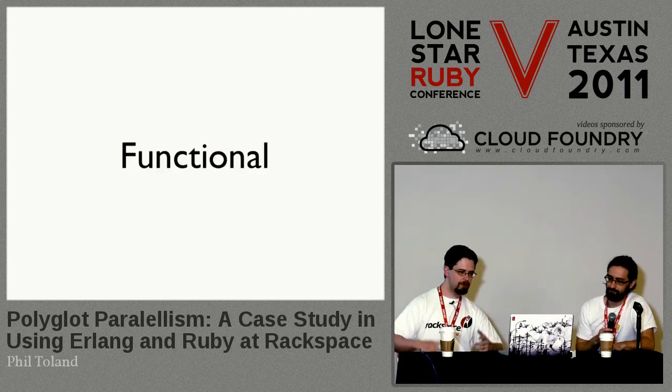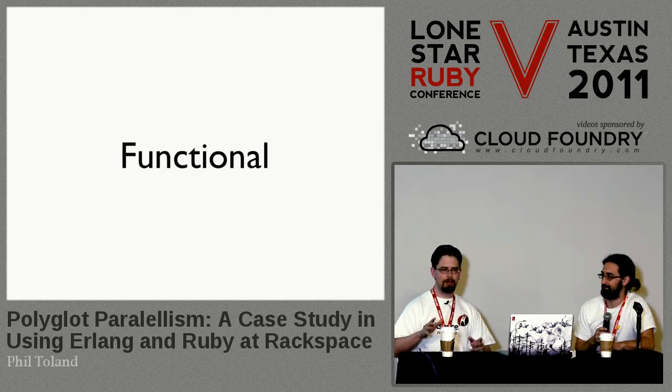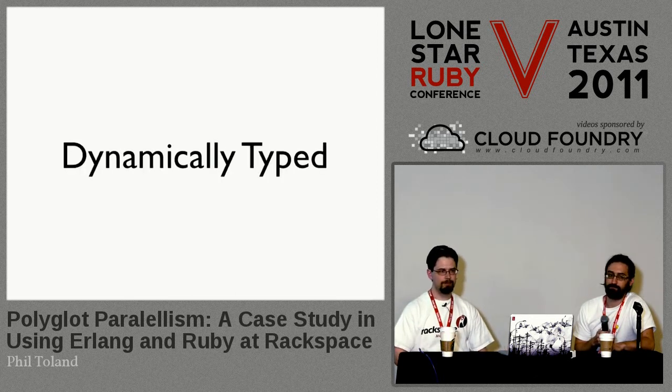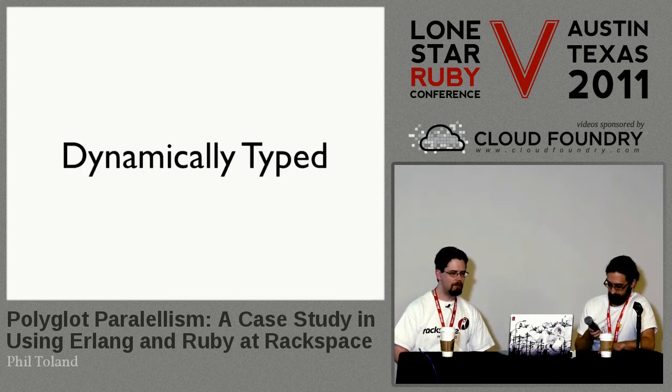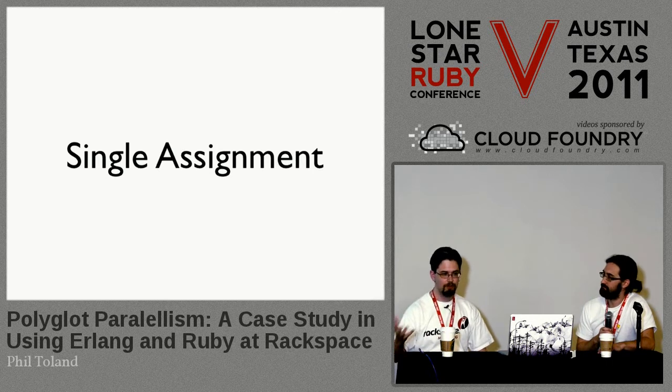So Erlang is a functional language. So it's got some core concepts a little bit different from the imperative OO languages we're used to. It is dynamically typed, so in that respect, it's very much like Ruby. One way it's very different is this concept of single assignment. Once you assign to a variable, you can't change the value of that variable.